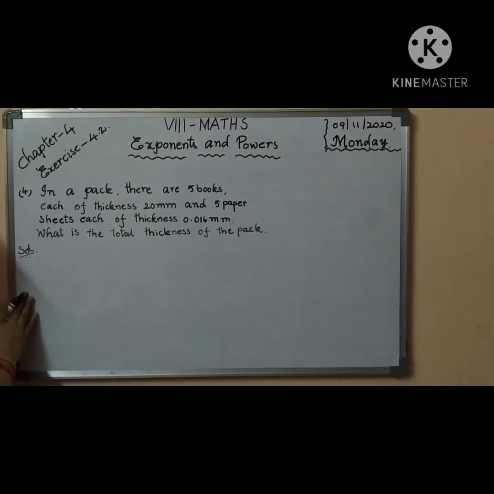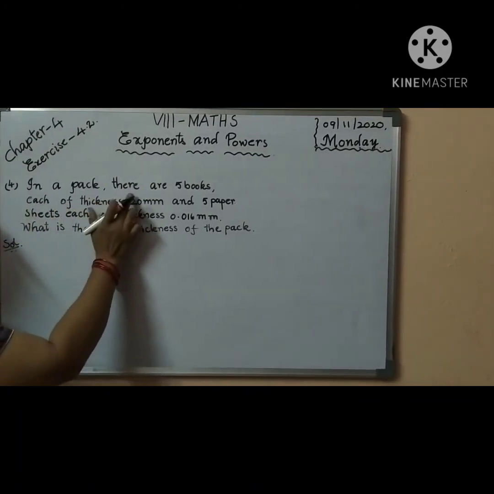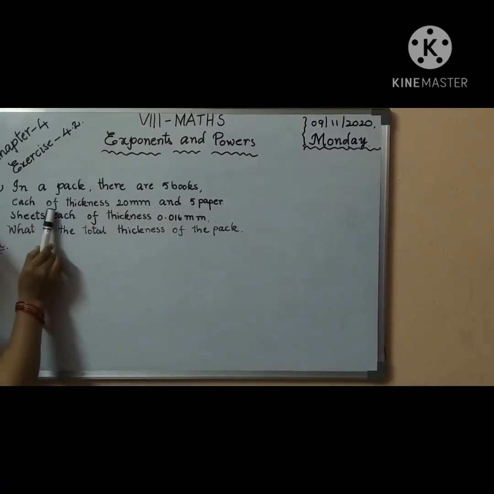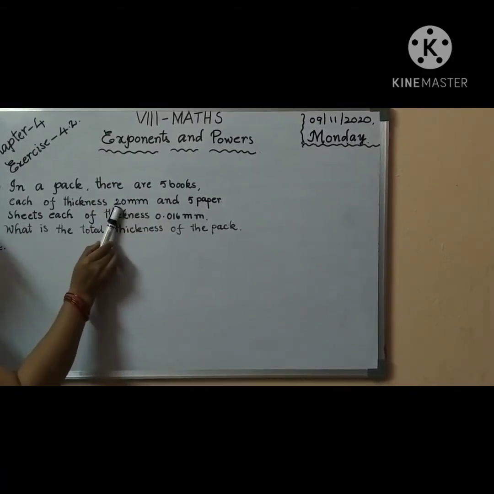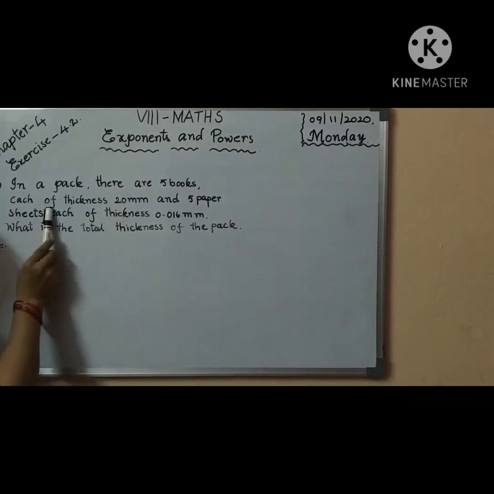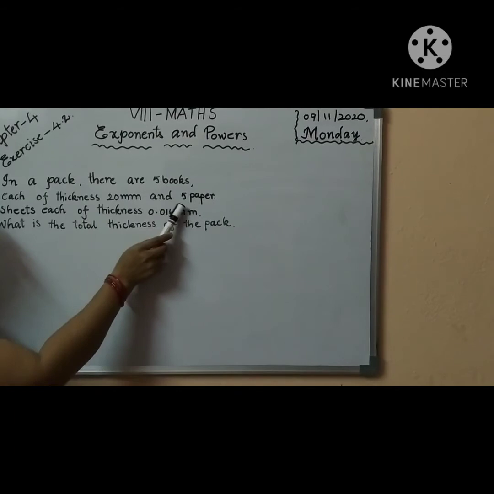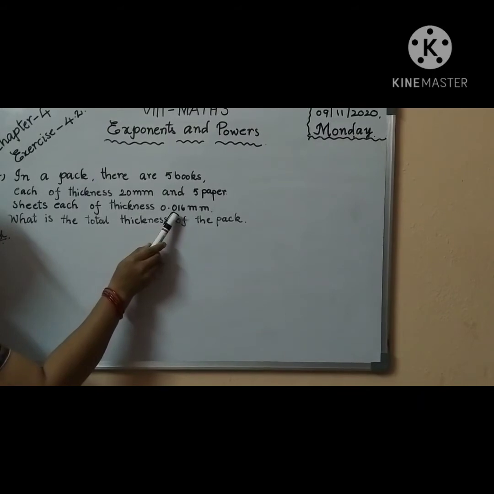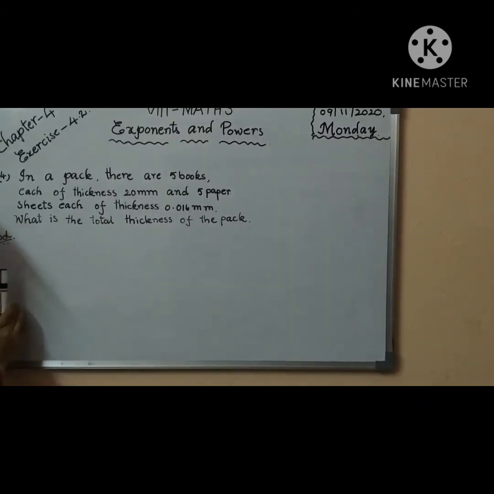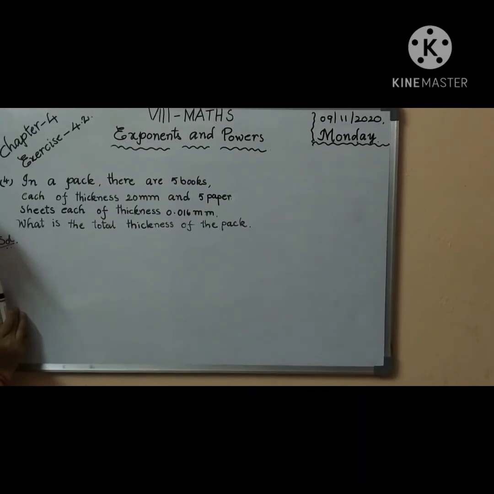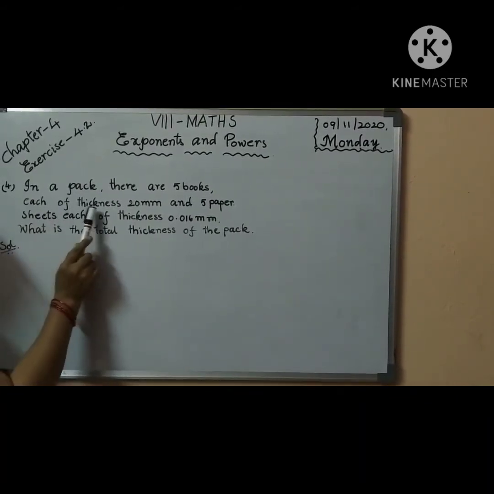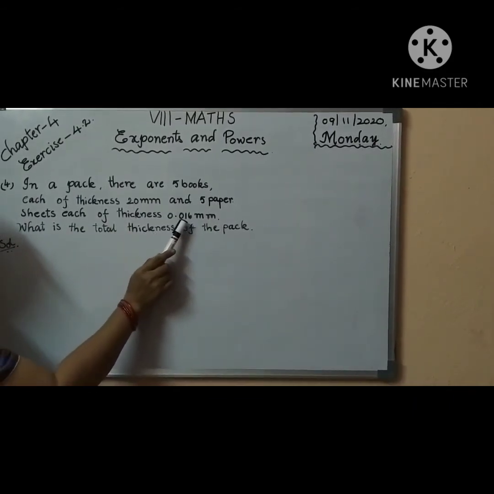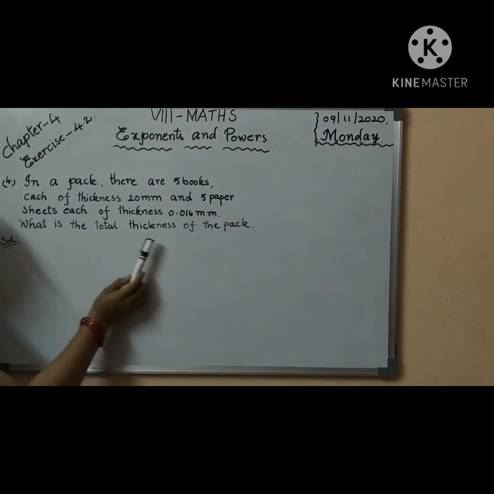So next, fourth problem. In a pack there are 5 books, each of thickness 20 mm. Each book is of thickness 20 mm, and 5 paper sheets, each of thickness 0.016 mm. Mm means millimeters. Okay, so what is the total thickness of the pack?